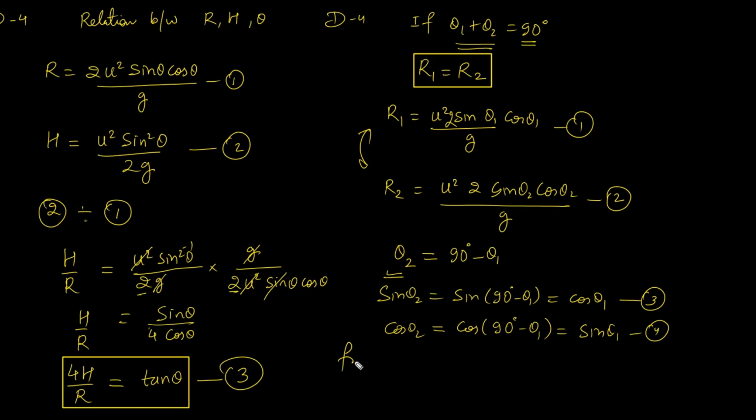Now from equations 2, 3, 4, I will substitute the value of sine theta 2 and cos theta 2 in equation number 2. So range R2 will become u square twice of sine theta 1 cos theta 1 upon g. If you observe, this is nothing but R1 only. So when theta 1 plus theta 2 is 90, range R1 is equal to R2. I hope these two derivations are clear to everyone.